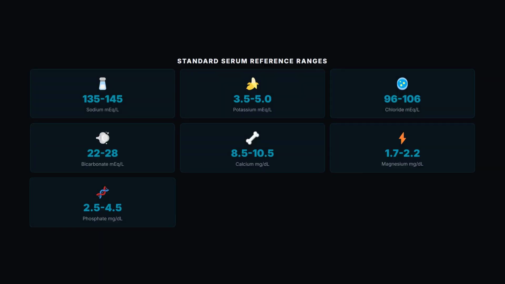As a quick reference before we dig into the nuance: sodium 135 to 145, potassium 3.5 to 5.0, chloride 96 to 106, bicarbonate 22 to 28, calcium 8.5 to 10.5, magnesium 1.7 to 2.2, phosphate 2.5 to 4.5. Every lab has its own reference intervals, so treat these as orientation, not gospel.